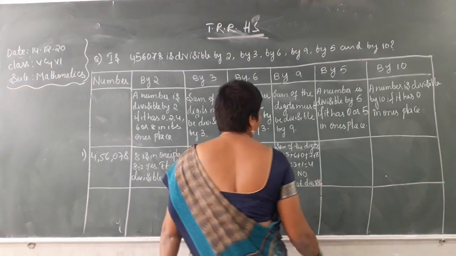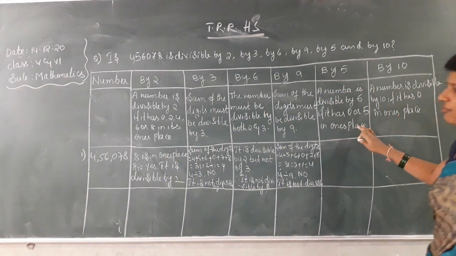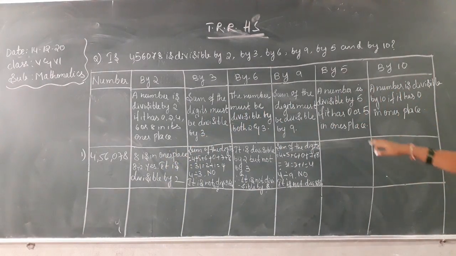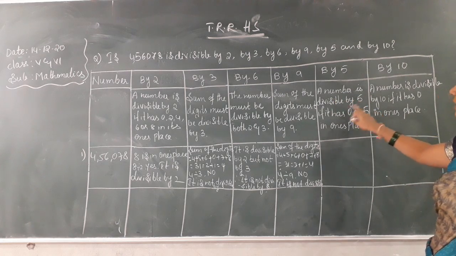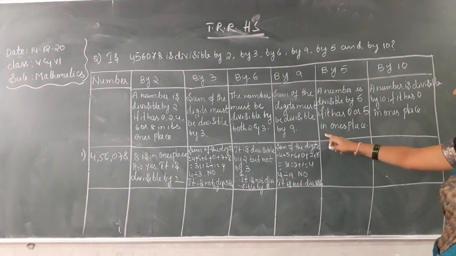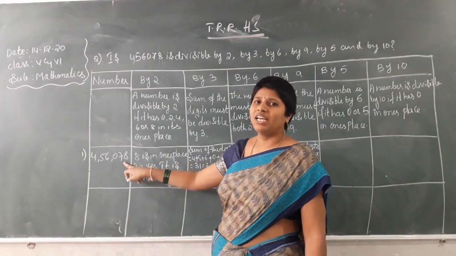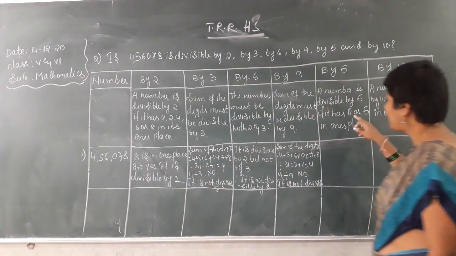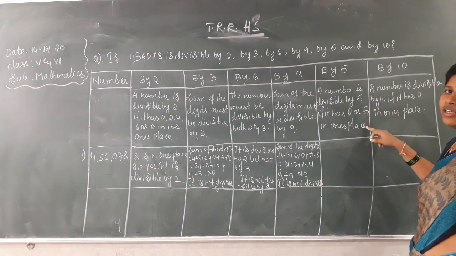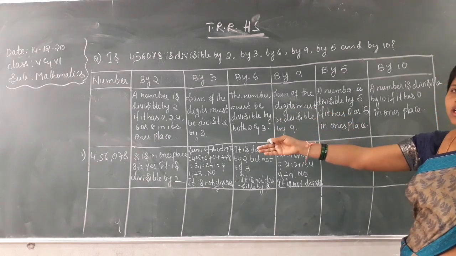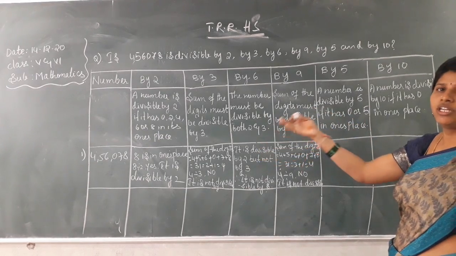It is not divisible. Now comes the rule of 5. A number is divisible by 5 if it has 0 or 5 in ones place. So you have to check what is there in ones place. What is there? 8 is there. But what should be there? Either 0 or 5. Now 0 is not there, 5 is also not there. So it is not divisible.